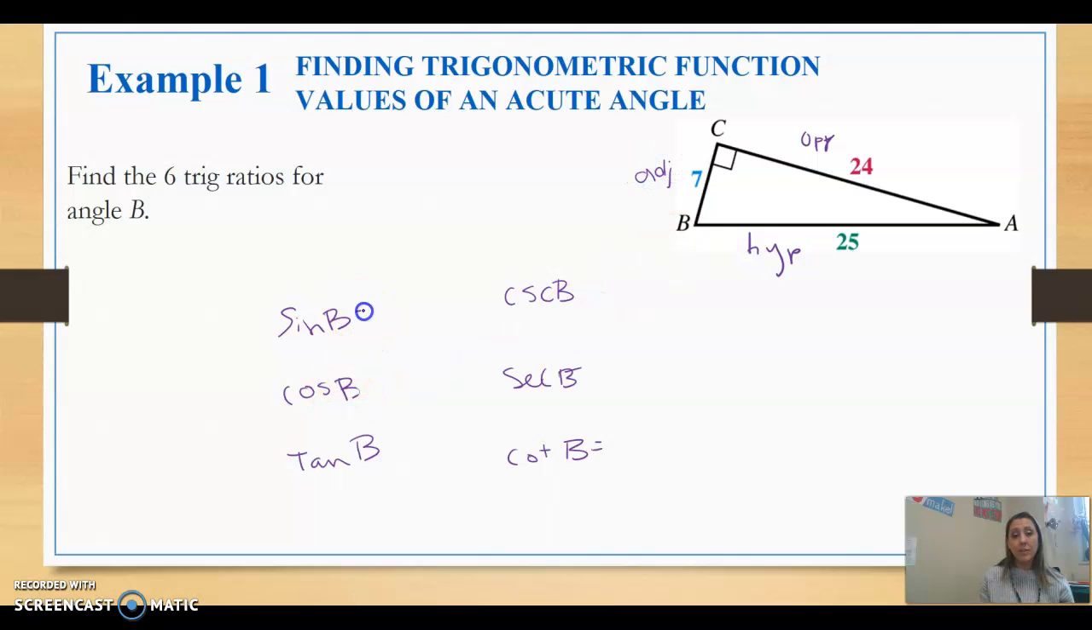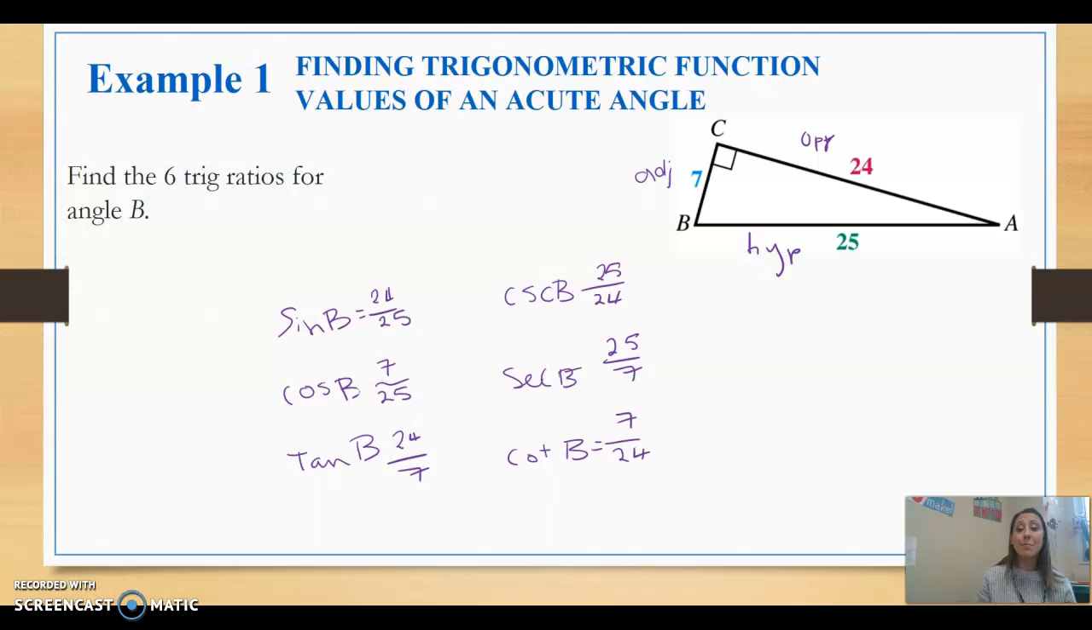Okay, so now I'm going to find everything. So the sine is going to be, SOH-CAH-TOA, opposite over hypotenuse, that's going to be 24 over 25. Then I'm going to flip it, 25 over 24. The cosine is adjacent, so 7 over 25, and then 25 over 7. And then the tangent ratio is going to be the opposite over adjacent, TOA, so 24 over 7, and this will be 7 over 24.